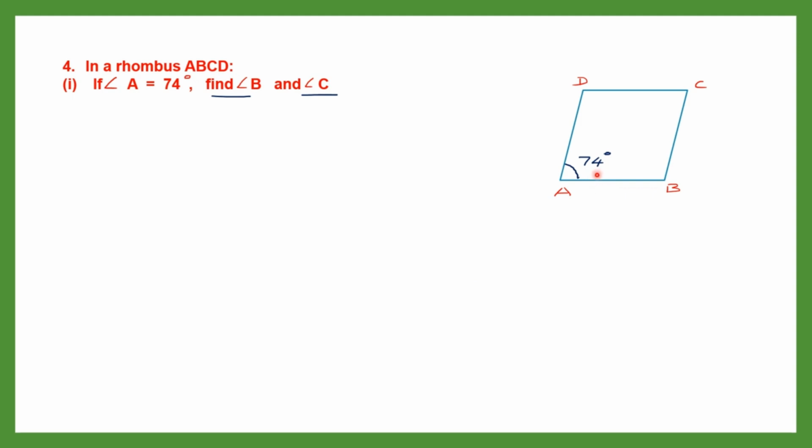That means if this is 74 degrees, angle C will also be 74 degrees because there is the property of rhombus which says opposite angles are equal. So let's write that. Angle A is equal to angle C and that is equal to 74 degrees. And what is the reason? Opposite angles of a rhombus are equal.